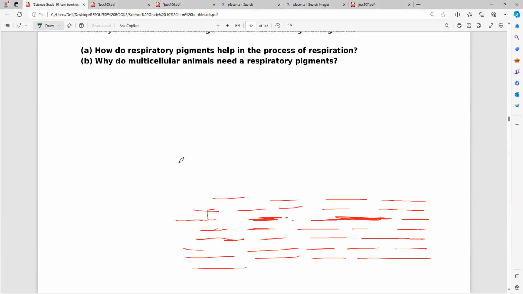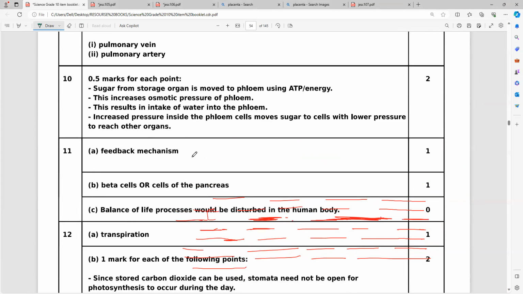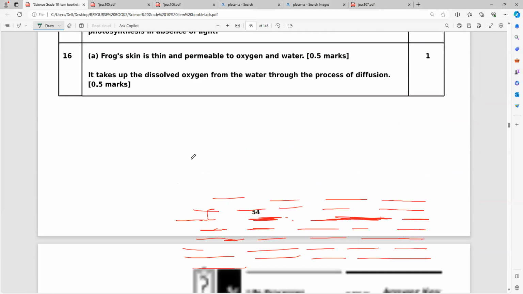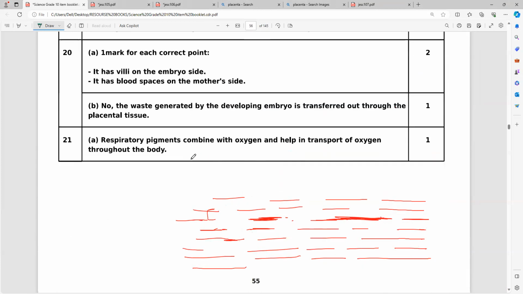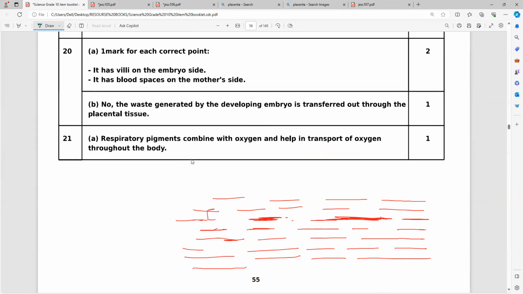All of you clear? If you check the answer also, you will be surprised. The answer's exact words also do not change. People think, suppose you never read the NCERT book, that if you have gone through this alone and checked these answers: it has villi on the embryo side. It has blood spaces on the mother side. The waste generated by the developing embryo is transferred out through the placenta tissue. If you go through this PDF without reading the NCERT, you can see.